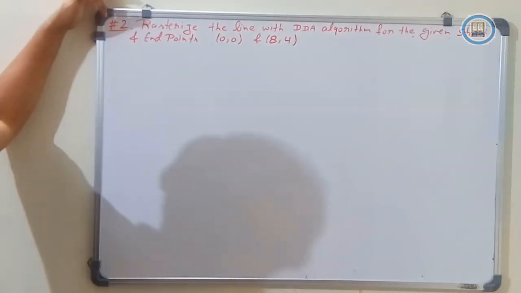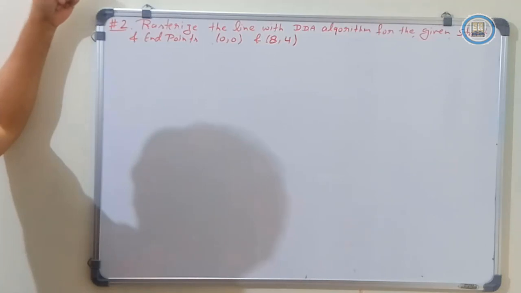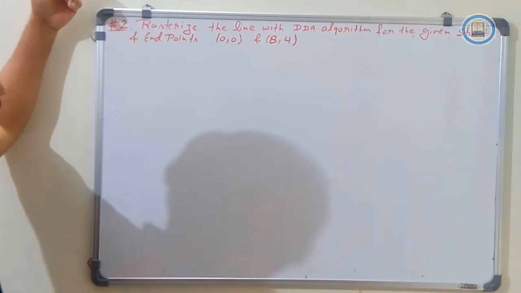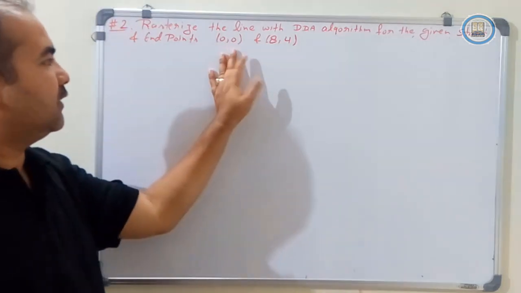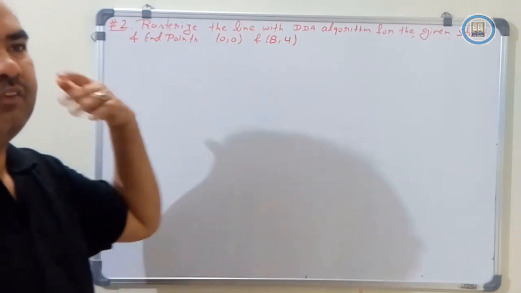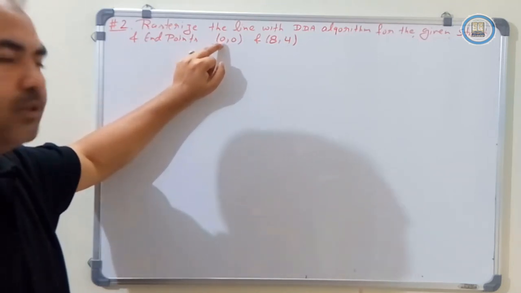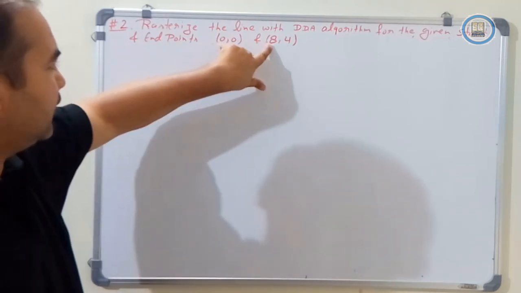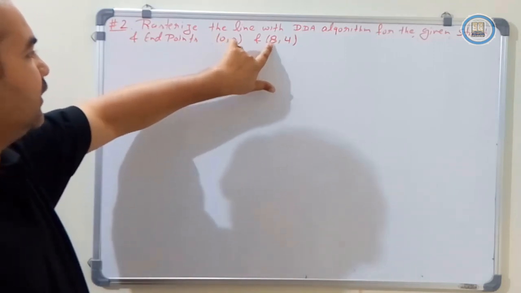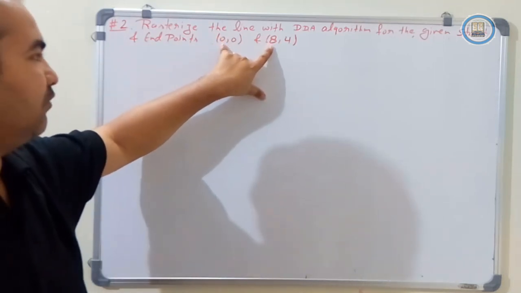Now this is the second problem. In this question, it is given rasterize the line with DDA algorithm for the given start and end point 0 comma 0 and 8 comma 4. This is also the case assumption 1, that is the starting point is at the left hand side. We can identify whether this point is starting from the left hand side or right hand side by directly watching the values of x. That is, the first value is 0 and this value is 8. So this is greater than this one. This value is less than this one. So you can say that the starting point is at the left hand side of the algorithm.